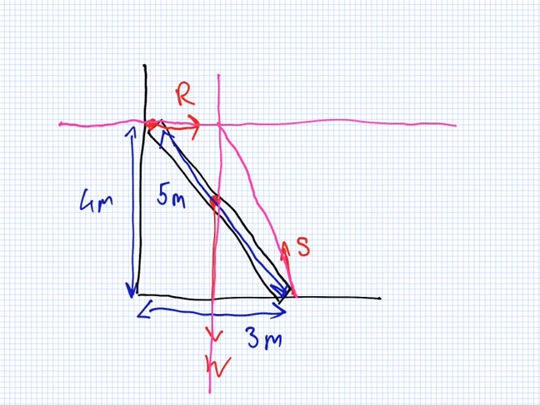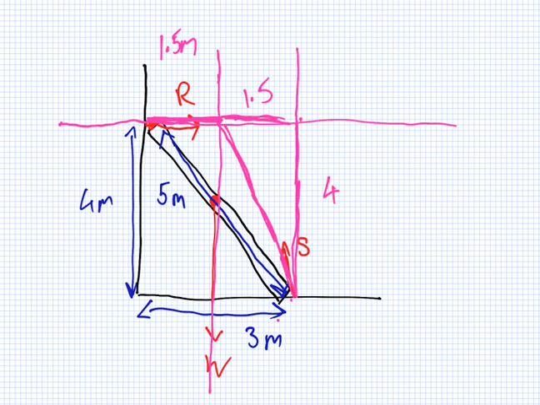Now, I know how big this is. Maybe someone can tell me. Well, yeah, very good. It's a half. So this distance here is 1.5 meters. So if I draw another line up here, how big is this distance? 1.5. How big is this distance? That's 4. From here to here is 4. Now I can use Pythagoras to get this distance. Square root of 1.5 squared plus 4 squared. So that would be 4.27.